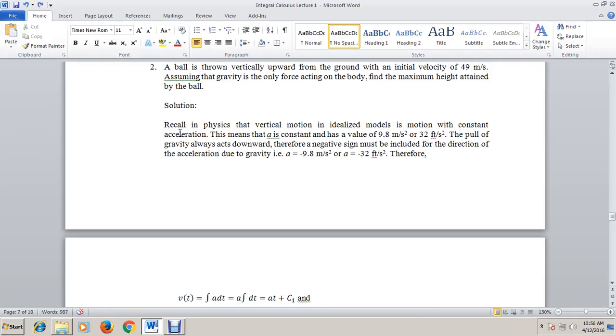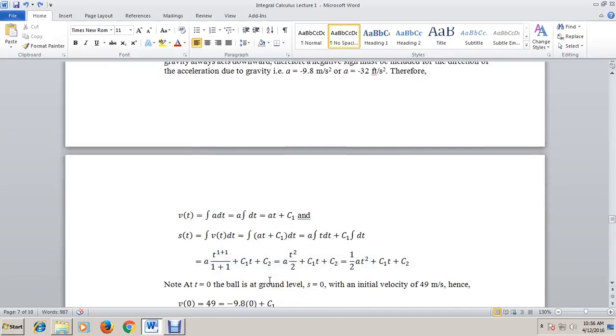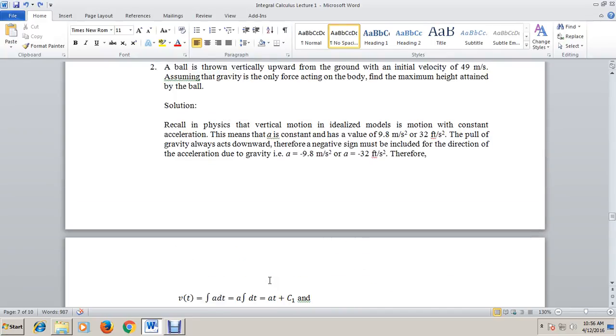If you cannot recall these concepts, try to read your physics, particularly on linear motion and free fall, in order to follow the solution eventually for this particular problem. Okay, so recall in physics that vertical motion in idealized models is motion with constant acceleration.